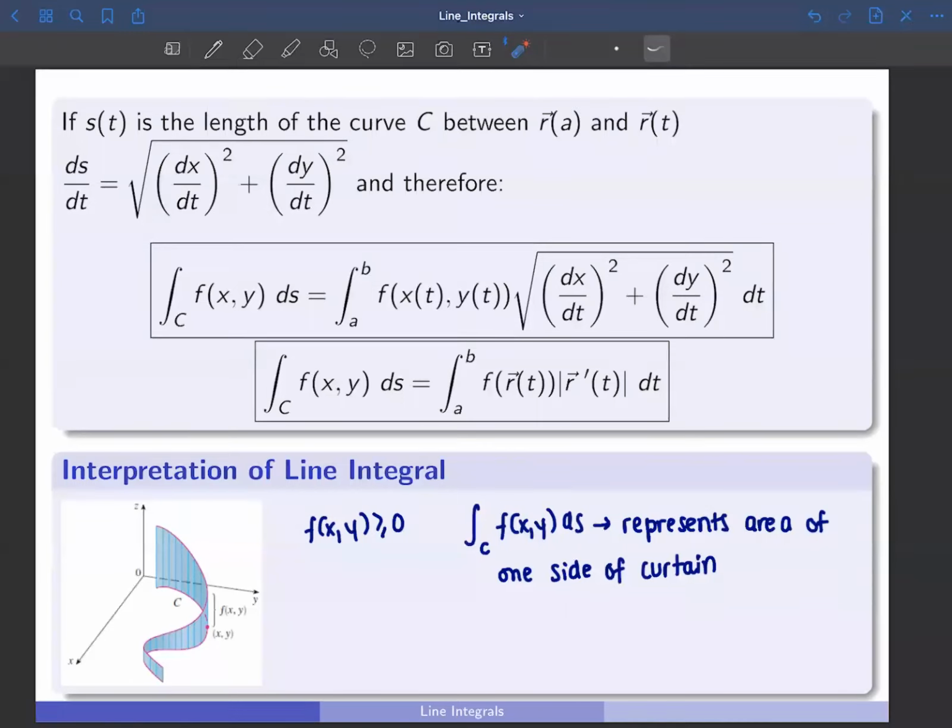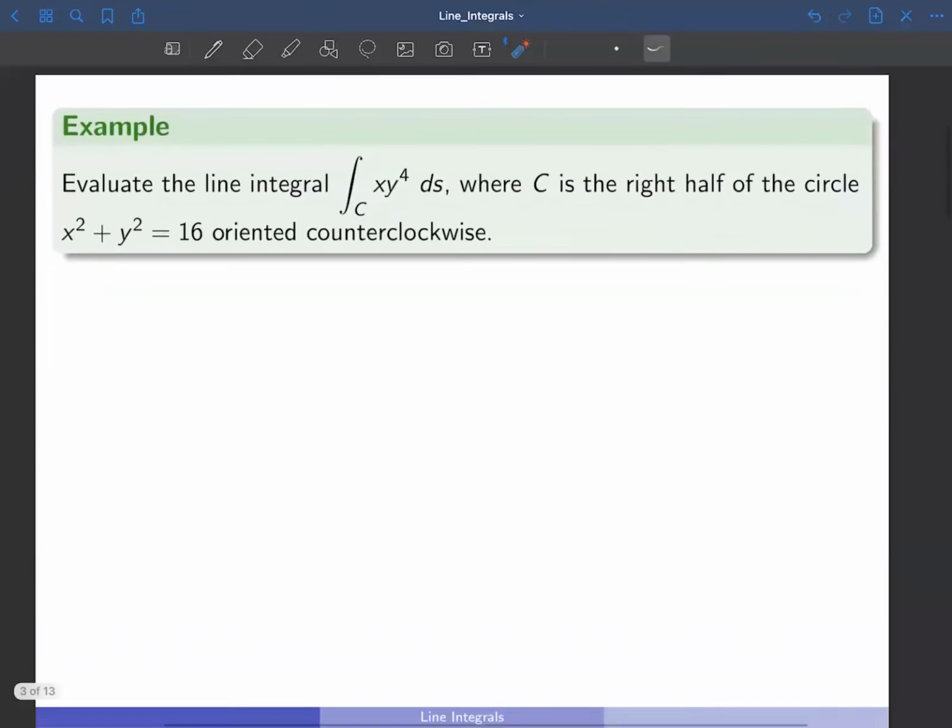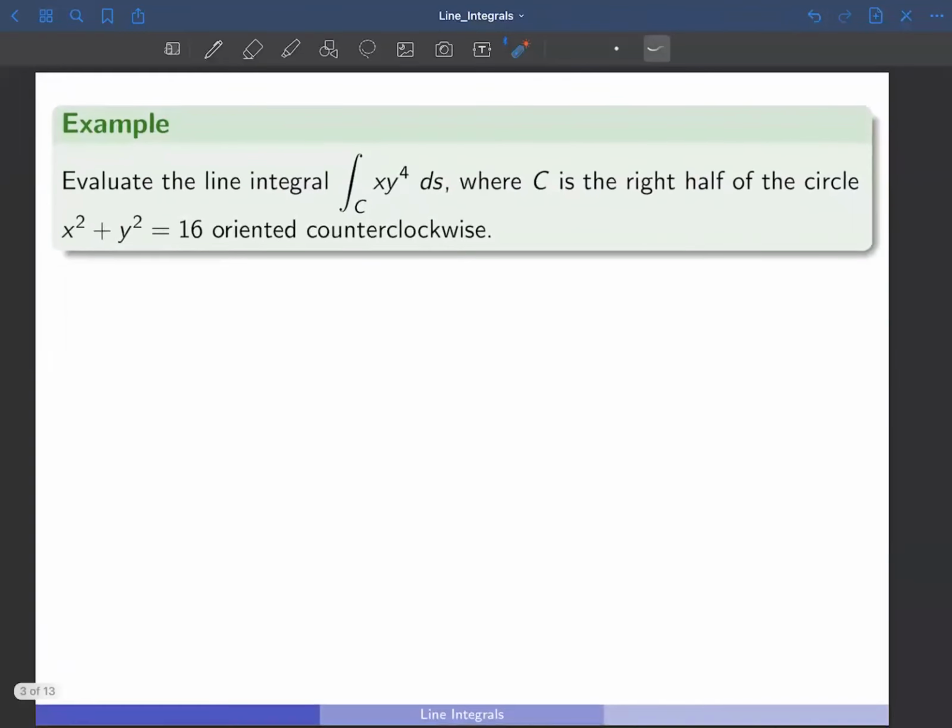Let us see an example. We're asked to evaluate the line integral along the curve C of x times y to the fourth times ds, where the curve C is the right half of the circle x squared plus y squared equals 16, oriented counterclockwise. So let's first of all sketch the curve C.